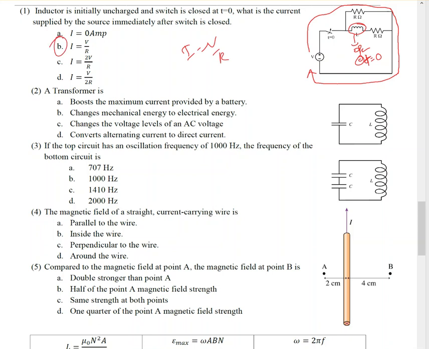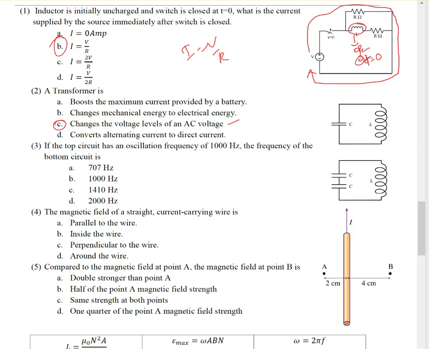A transformer is, it boosts the maximum current provided by the battery. No. It changes mechanical energy into electrical energy. No. Changes the voltage level of an AC voltage. That looks good. Converts alternating current into direct current. That's wrong answer. Transformer either steps up or steps down the voltage at the same time. It steps up or steps down the current. So whenever it is stepping up the voltage, it is stepping down the current, and vice versa. So C is the right answer.